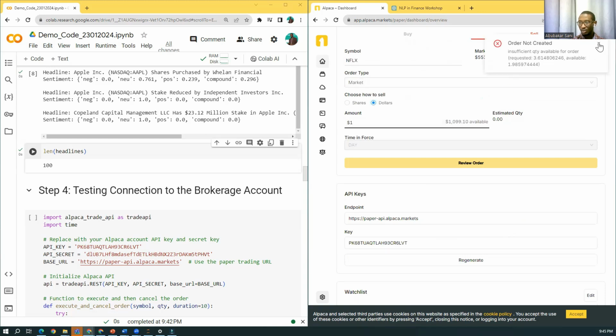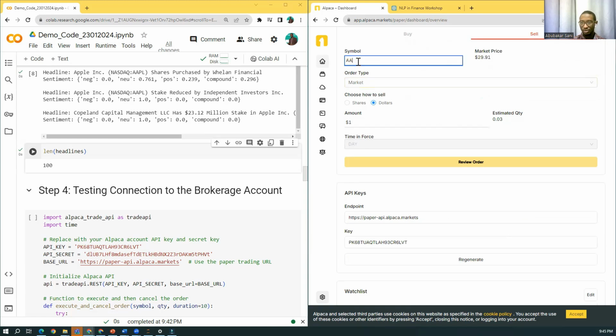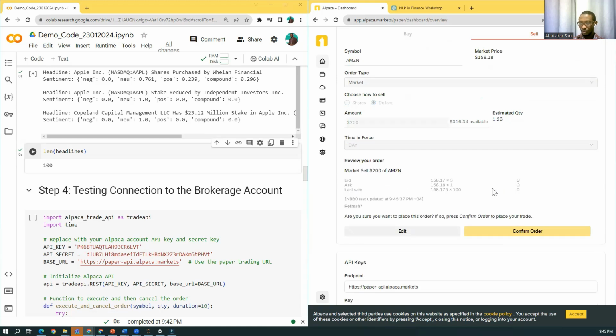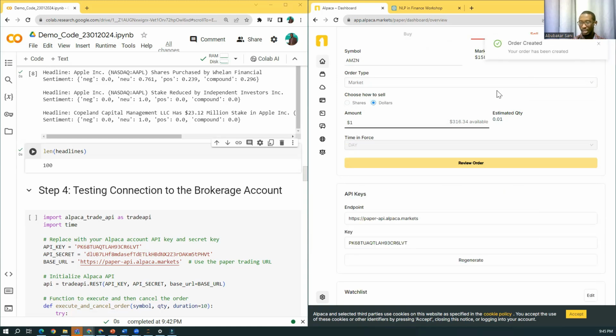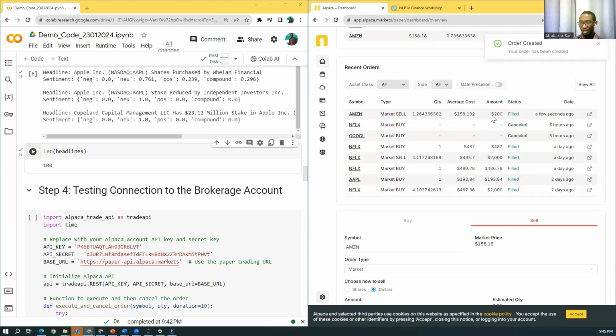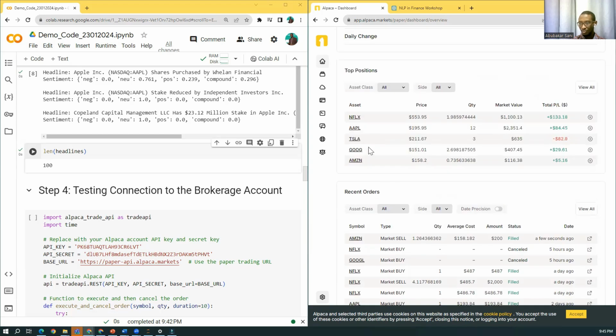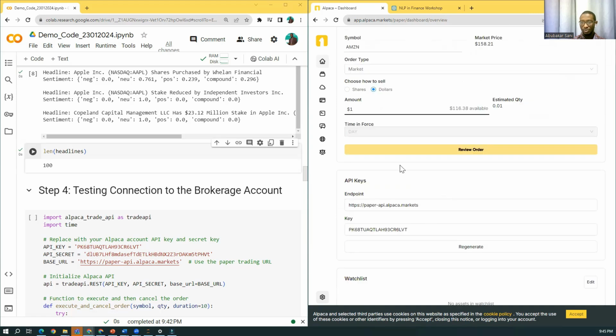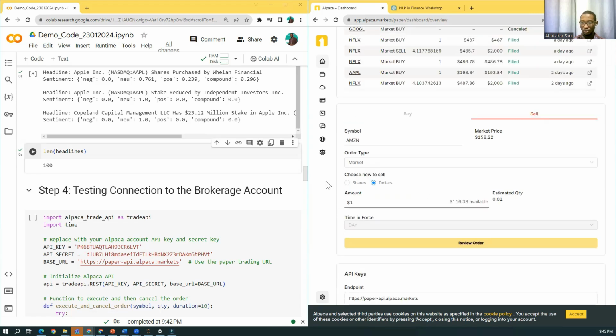It says insufficient quantity available. Okay, they don't have it. Let's change it. Let's use Amazon. All right, so I can buy for, let's say, $200. Review order, confirm order. Order has been created. Now come here and you will see this has been filled. Maybe you can see it here. Added. Okay, all right. So this is if you are doing it manually.